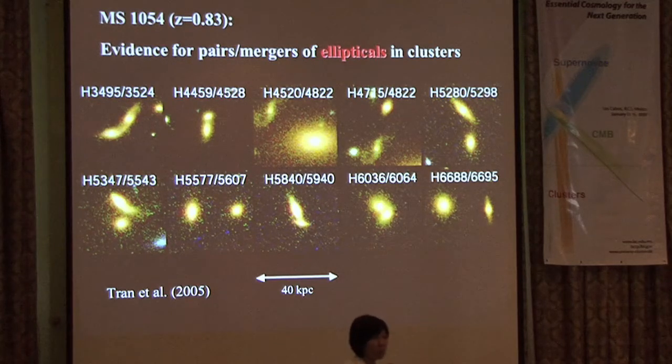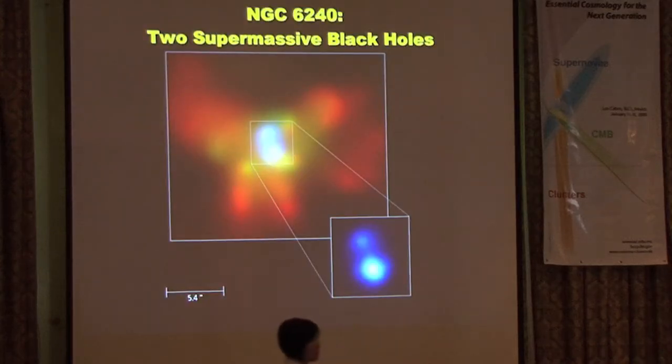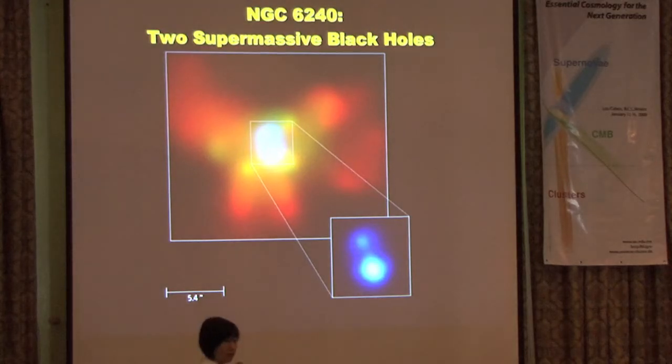And also relevant for mergers is this very fascinating development in the mergers of supermassive black holes. And here is a beautiful example of two nuclei in the galaxy NGC 6240. And this is seen in Chandra. This is, I think, 5 to 8 keV, very hot emission surrounding two nuclei. The separation is approximately 1 kiloparsec.